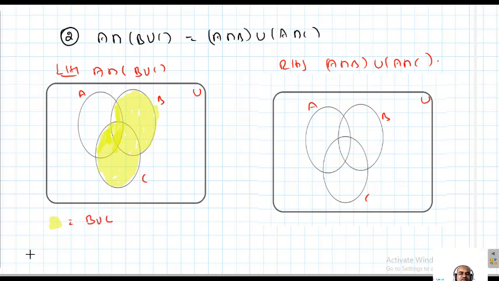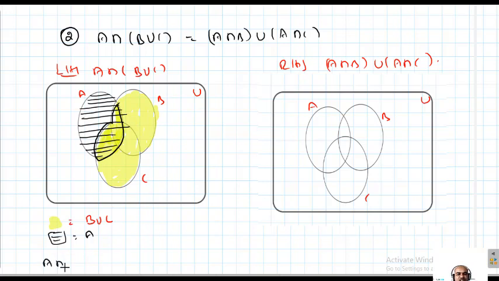Next I want to shade A. This is for A. What do you want? The intersection you want. Intersection of these two means what, Nana? This one only, no? This portion only. This portion is the intersection. I will write. So A intersection B union C area is nothing but this. This is taken as the first part.